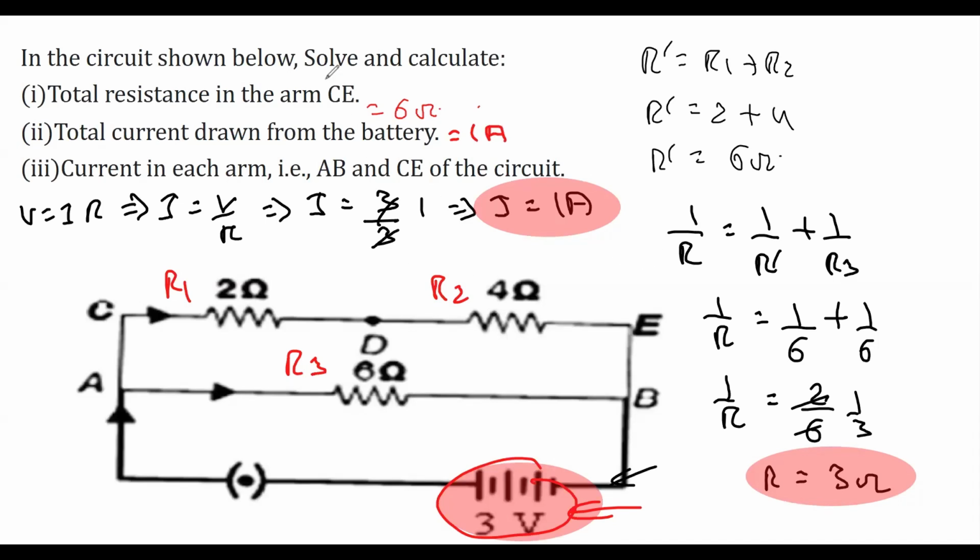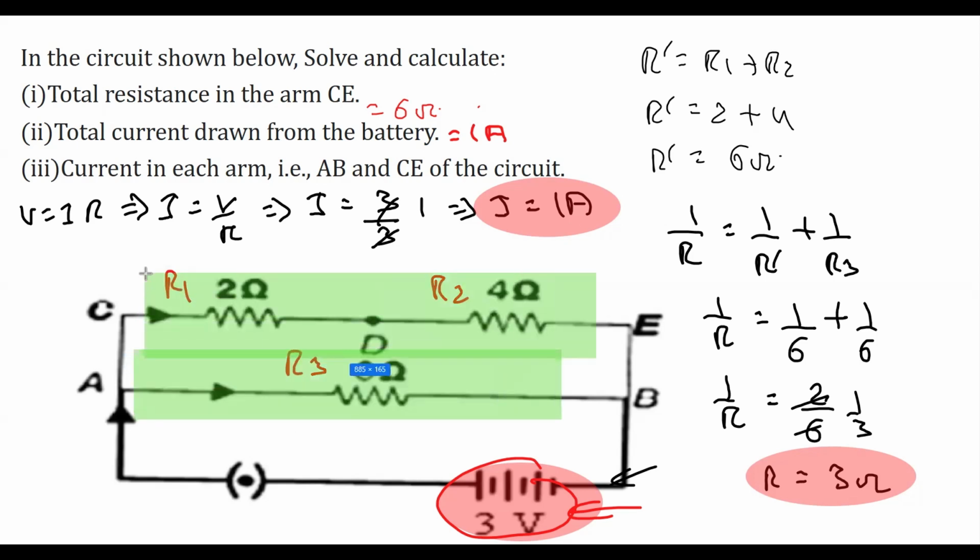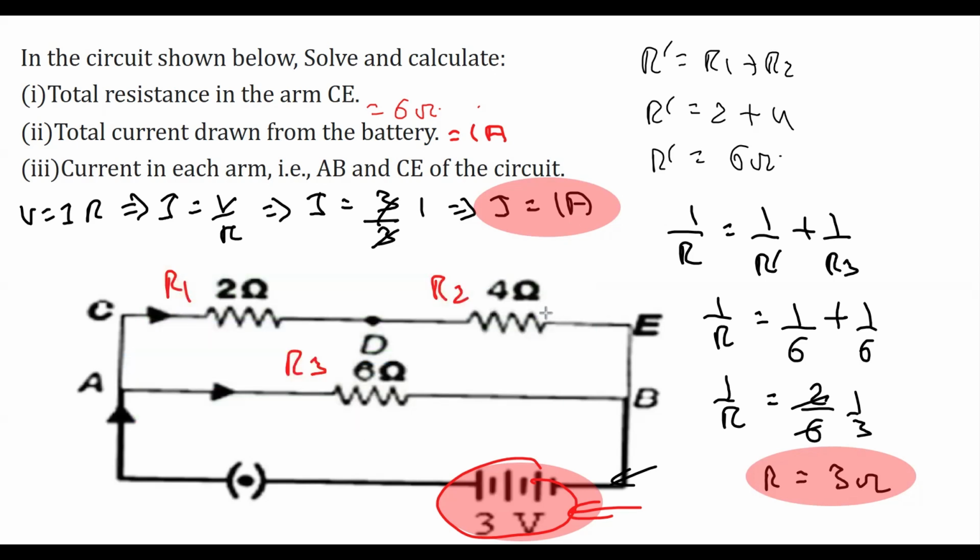Now we have one more part here. And what is it? It is the current across AB and CE. Okay. So across AB and across CE, you can see that these resistors are connected in parallel. So in parallel, the current does not remain the same, it varies. So let's say I use I1. So I is equal to V over R, then I1 should be what?